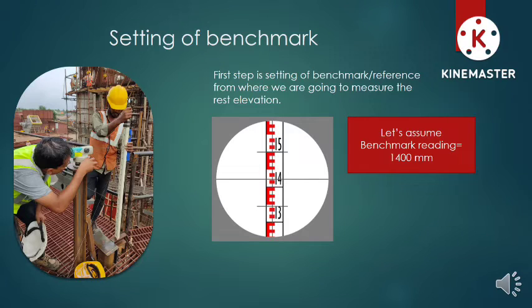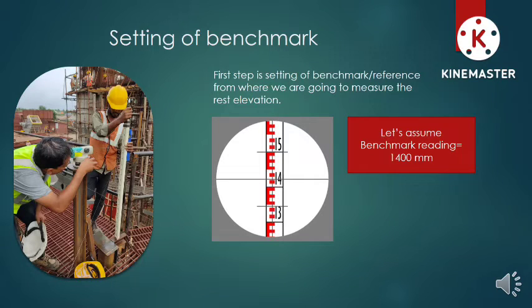So the first step will be setting our benchmark or reference from where we are going to measure the rest of the elevation. Okay. Before taking the elevation reading, we will set our dumpy level. We will ensure that the bubble is in the center of the bubble tube or not. Okay, with the help of the focusing screw, we will focus our eyesight towards the staff reading.